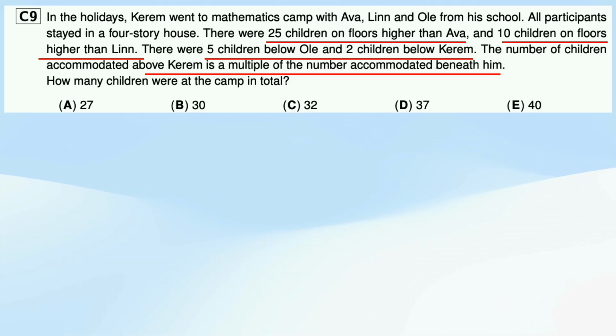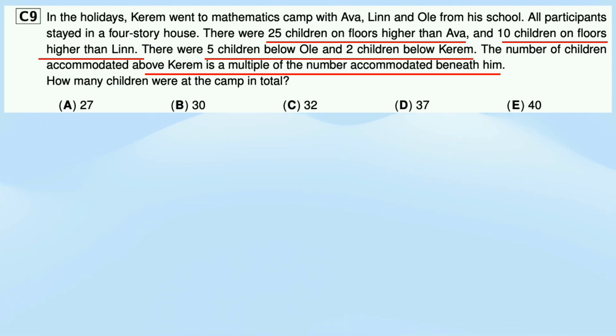In the holidays, Kerem went to mathematics camp with Eva, Lin, and Ole from his school. All participants stayed in a 4-story house. There were 25 children on floors higher than Eva and 10 children on floors higher than Lin.